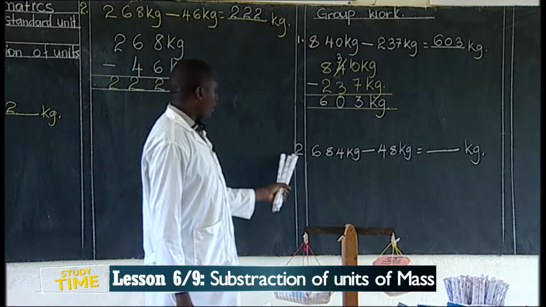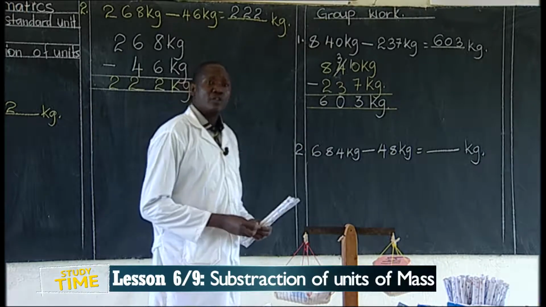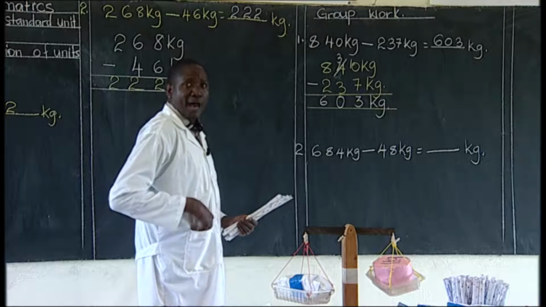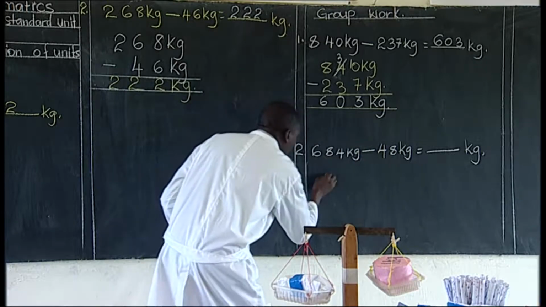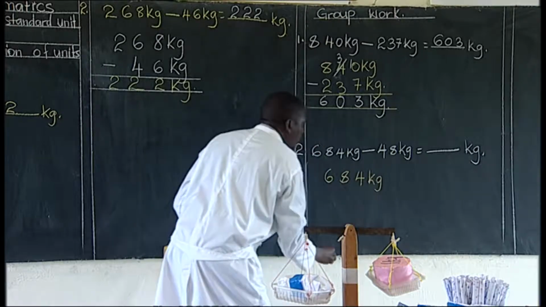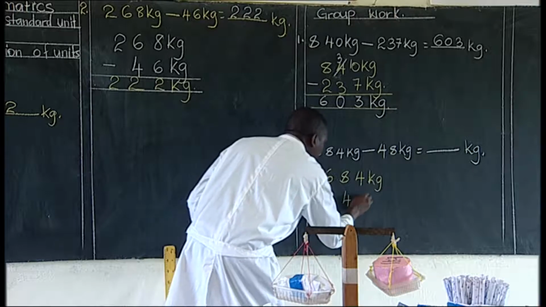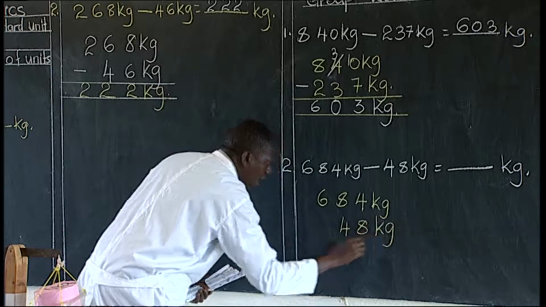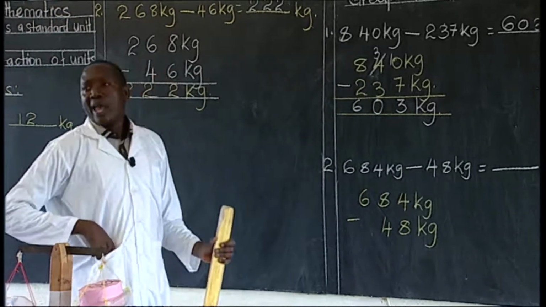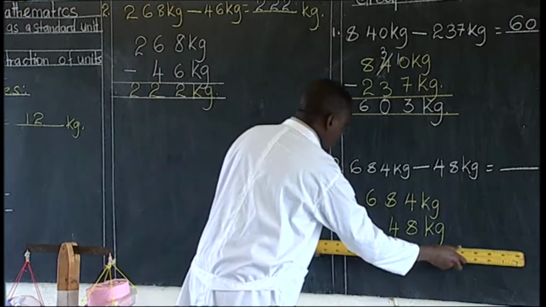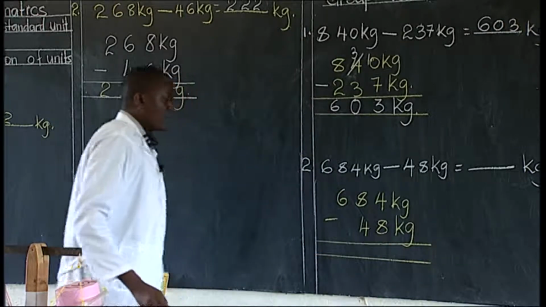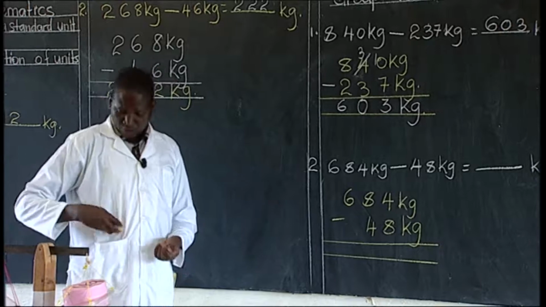Now, come to number 2. Number 2, we are going still to arrange. Can we arrange? Okay. Which number shall we put up? We shall say this is 684 kilograms. Here, 48 kilograms. Take away. We are going to subtract, but before we subtract, remember, we have not put the lines. So we shall put here our lines. Now, show you are working. We are going to show the working.